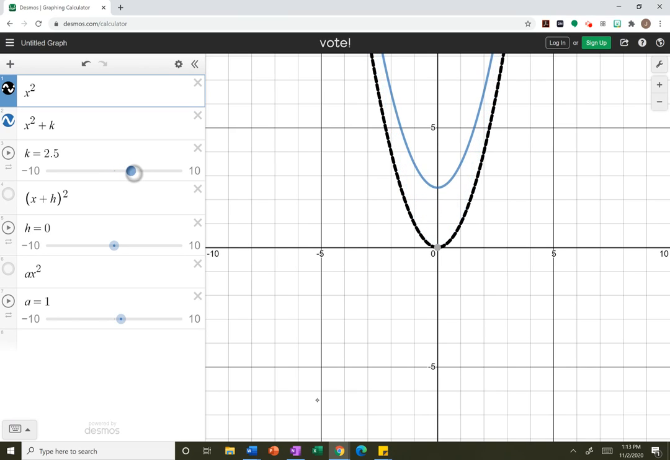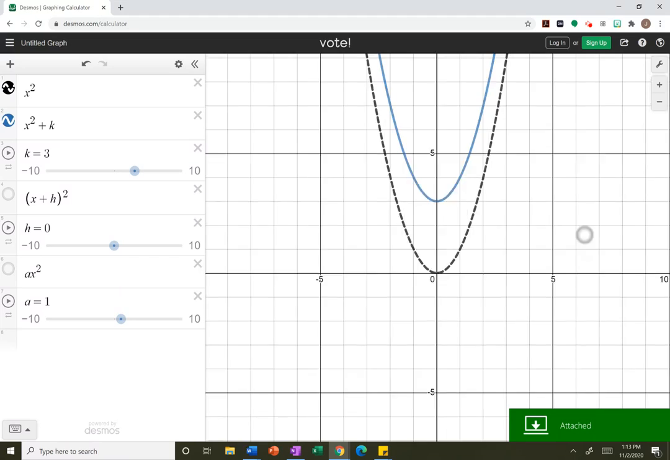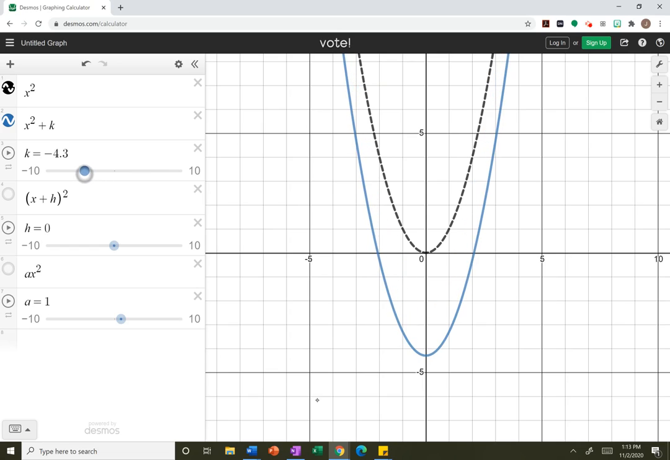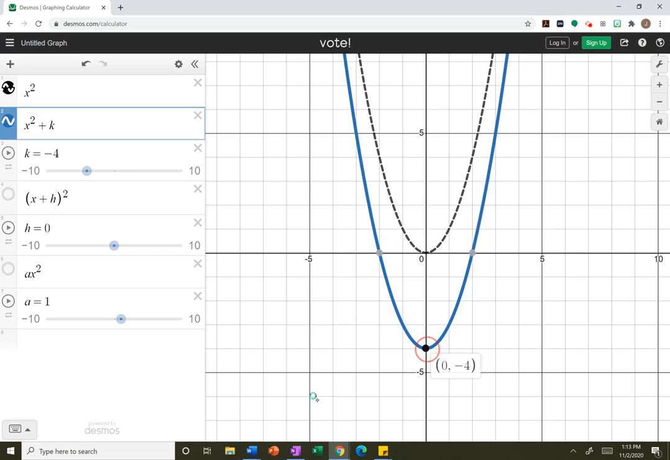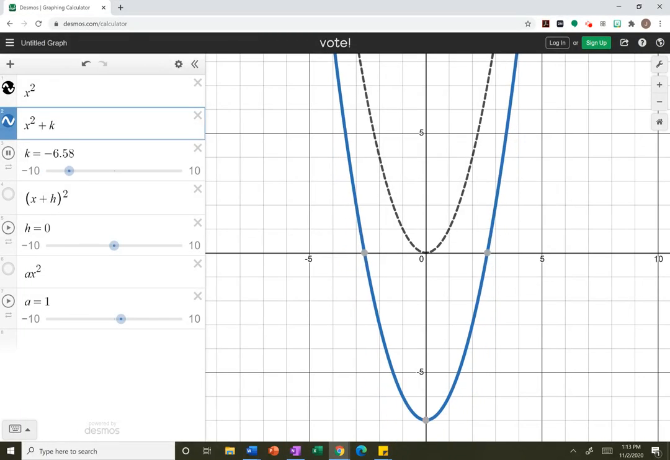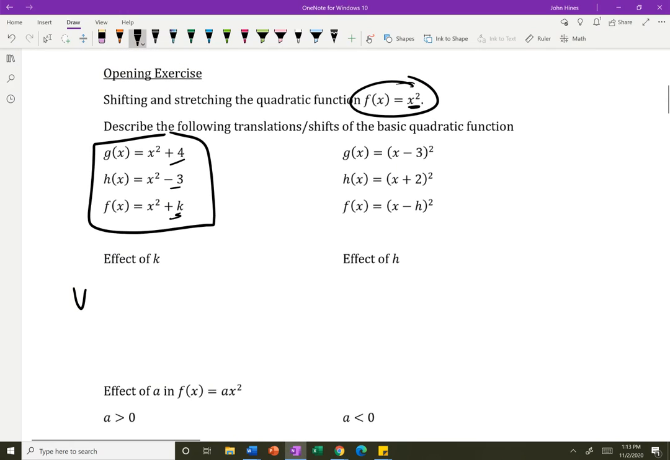And if k, let's say, was positive 3, notice the vertex went up to 0, 3. The graph got shifted upwards. If I have a negative 4, the graph went down 4. It got shifted down 4 units. So I went to 0, negative 4. So this k value appears to be a vertical shift. I'm vertically moving the graph up and down the y-axis. That's what this k value does here. So let's write that. The k is a vertical translation, a vertical shift.